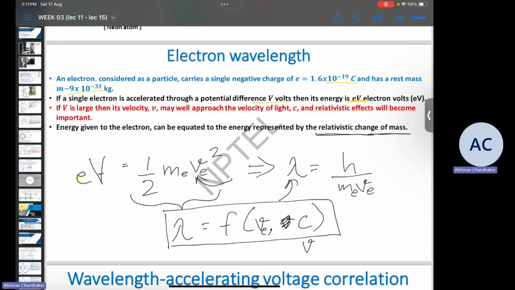The doubt last week was regarding at what values of velocity we can expect that the wavelength will change significantly, and we'll have to use the relativistic correction instead of directly using the wavelength value which we get using the de Broglie equation.